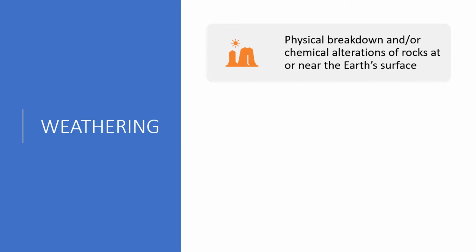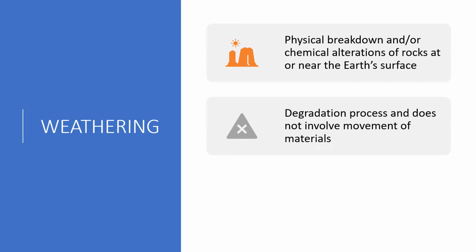Exogenic processes are external processes that occur at or near the surface of the Earth. They are part of the rock cycle, and they are responsible for transforming rocks into sediments. Also, exogenic processes include degradation processes such as weathering, mass wasting, erosion, transportation, and aggradation processes such as deposition. So, first of all, the physical breakdown and or chemical alteration of rocks at or near the Earth's surface are referred to as weathering. This is a degradation process and does not involve movement of materials.